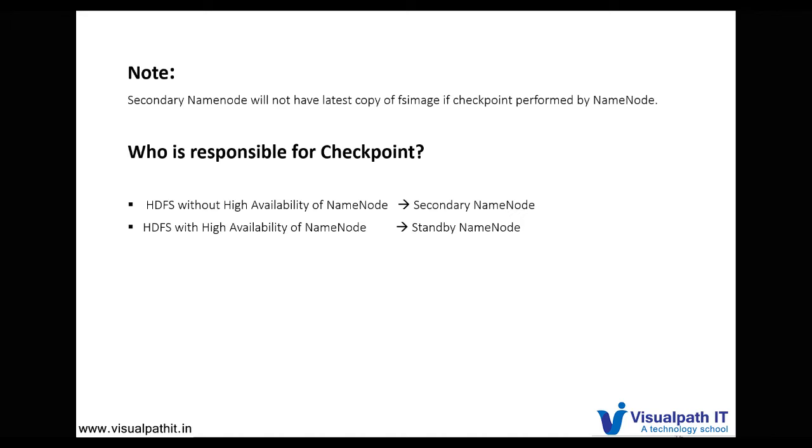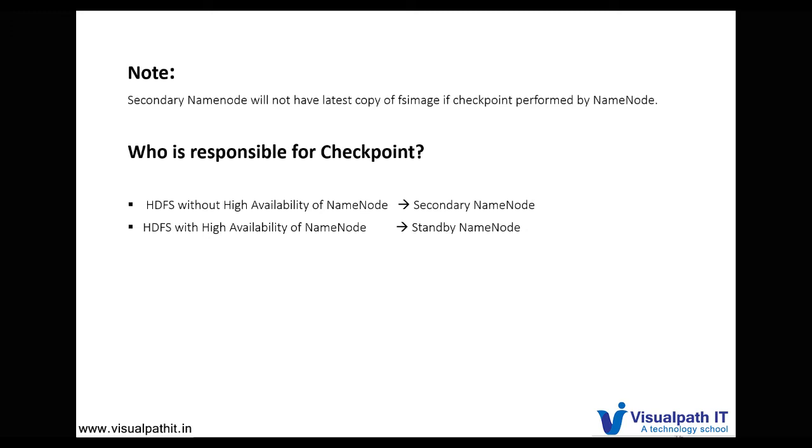Then who is responsible for checkpointing operations? In HDFS without high availability of name node, the secondary name node is responsible for checkpointing operations. In HDFS with high availability of name node, the standby name node is responsible for checkpointing operations, in Hadoop 1x and 2x respectively. Hadoop 1x does not have high availability, so we have only one name node. If that name node goes down, we'll have a discussion on that later.